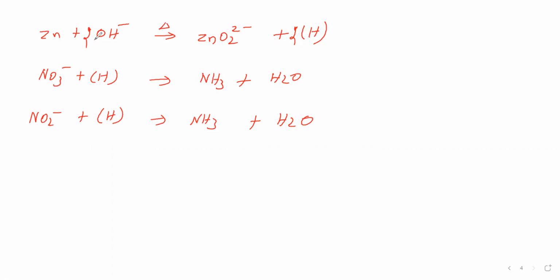So zinc on heating with a strong base gives nascent hydrogen. That nascent hydrogen reduces nitrate and nitrite into ammonia. In this way we can prepare ammonia. So if we take ammonium salts on heating with a strong base, ammonia gas will be liberated.